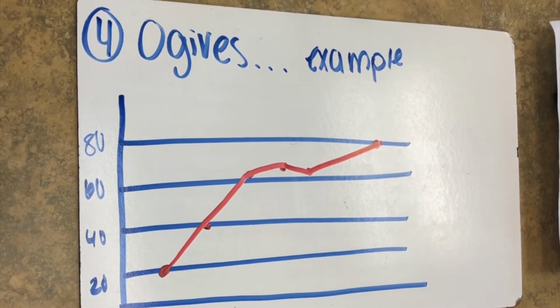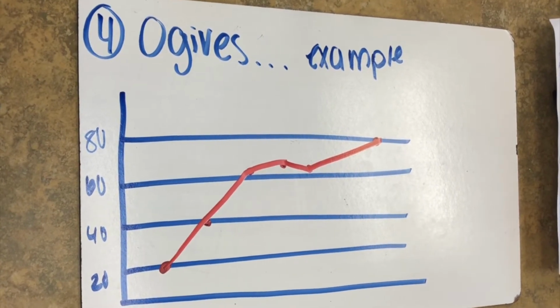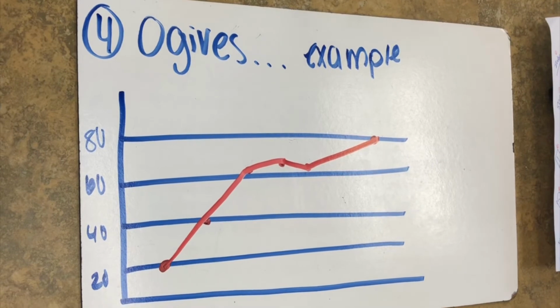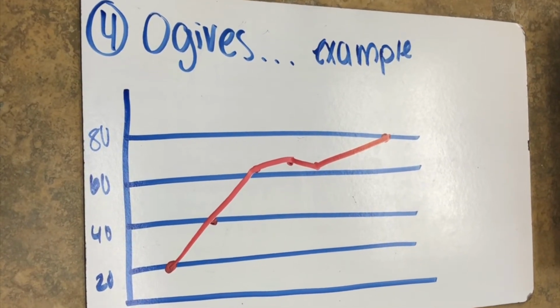The shape is a little trickier to analyze. Basically, we analyze the shape by using the steepness of the slope of the line in the ogive at certain points. The steeper the slope, the more data is in that area.